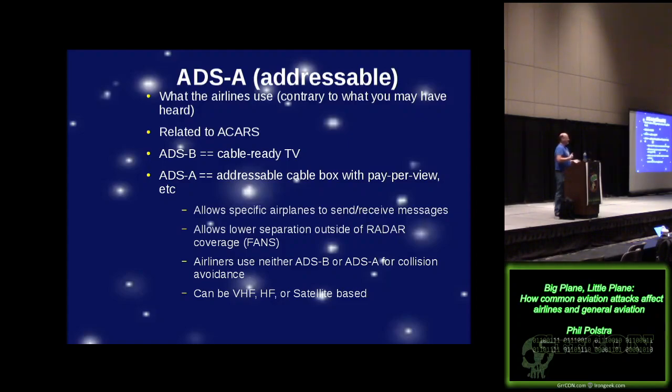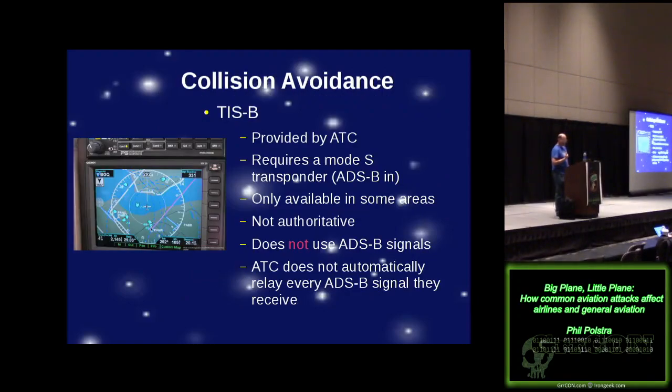ADS-A is your cable box, right? So you can get pay-per-view and things like that with ADS-A, if you will, because it can know who you are. Whereas ADS-B, it's just like, this is me, right? And there's a lot of good things. There's this rule out there that says by January 1st, if you're flying in certain airspace, you have to have a transmitter for ADS-B, right? And we'll talk more about that here in a little bit.